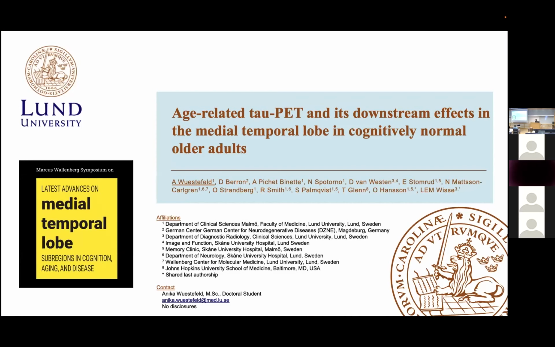Okay, my turn. I'm going to talk about age-related tau patterns, downstream effects in the medial temporal lobe, of course, and cognitively normal older adults. This is some data that we're working on currently.